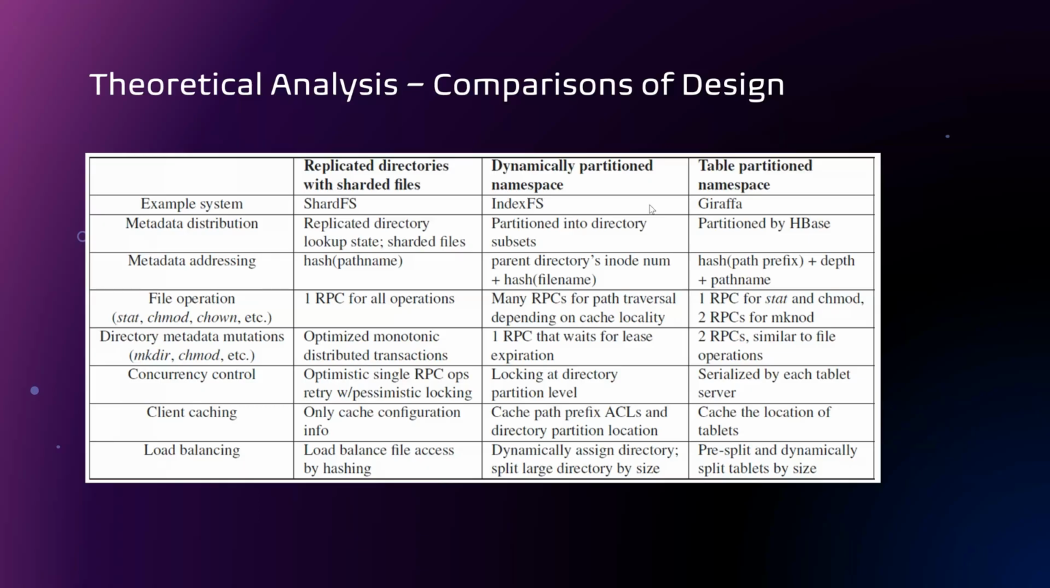Then we are going to compare these three systems. This will give you an overall picture. ShardFS uses replicated directory lookup state, then IndexFS is more of a partition into directory subsets, and Giraffe stores partitions by HBase, so the data is stored based on HBase. Hashing of the path name is used in ShardFS, and in IndexFS, the parent directory inode number plus the hashed file name is used. In Giraffe, the full path name plus depth plus path name is used.